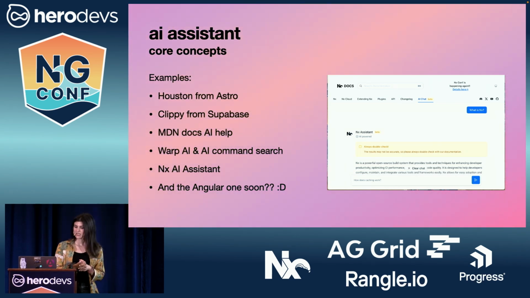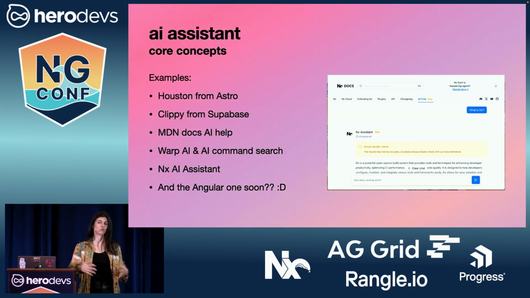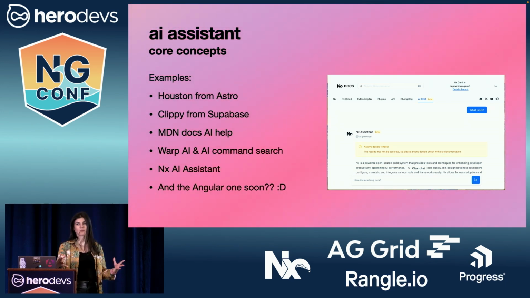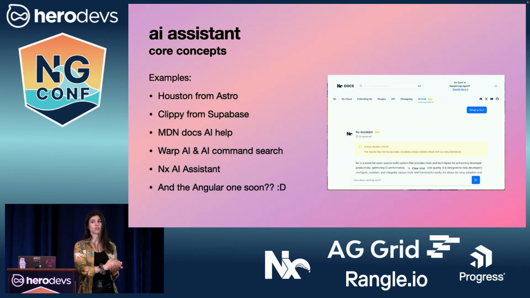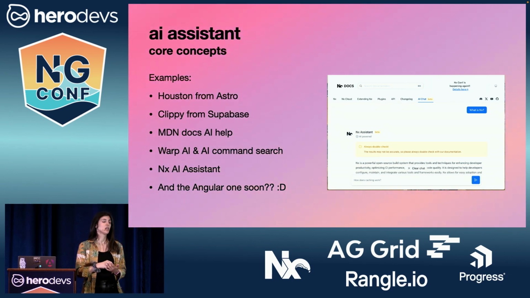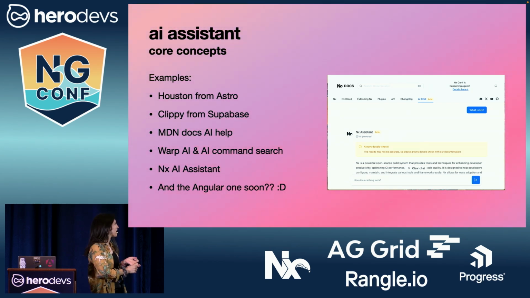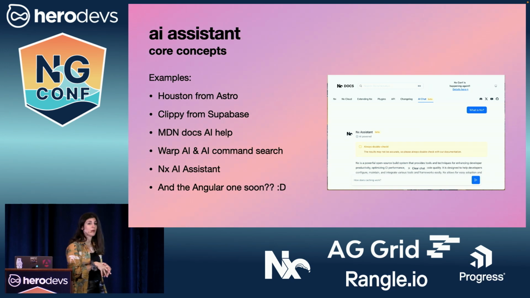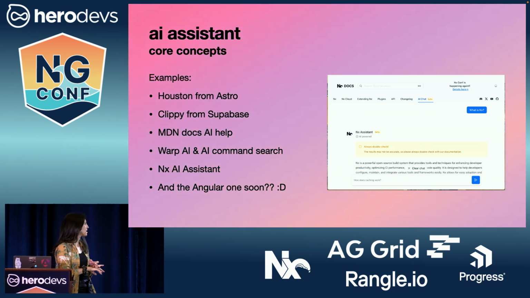So what is an AI assistant? As you may have noticed, an AI assistant these days, what we call an AI assistant, is like a chatbot, basically, that has context of your documentation or of a knowledge base that you want, and drawing from that knowledge base gives you answers. Some notable examples are Houston from the Astro team, Clippy from Supabase. You have the ng-conf AI help, which I haven't used, but it's there. The Warp AI and the AI command search of Warp.